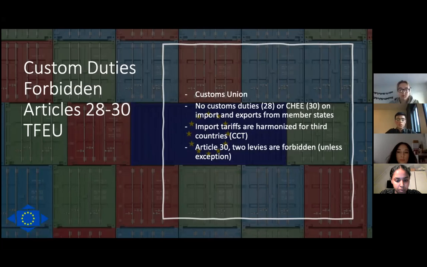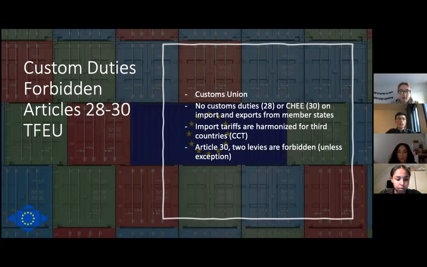Moreover, Article 30 of the TFEU not only relates to customs duties, but also applies to any charges which may have an equivalent effect. Because if there were to be an additional customs duty or charge having an equivalent effect, this would mean an inequality to the imported product as it becomes more expensive than the domestically produced product.